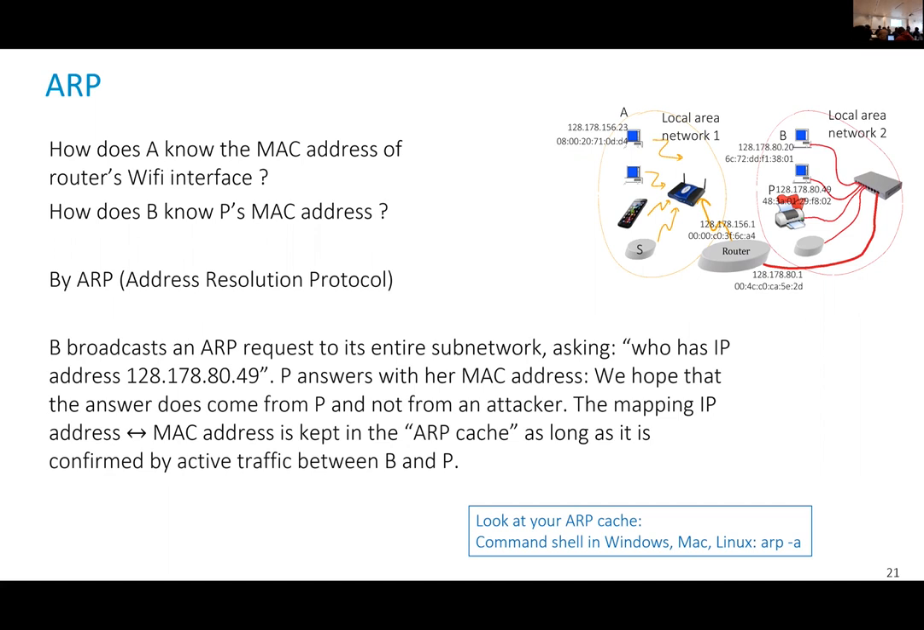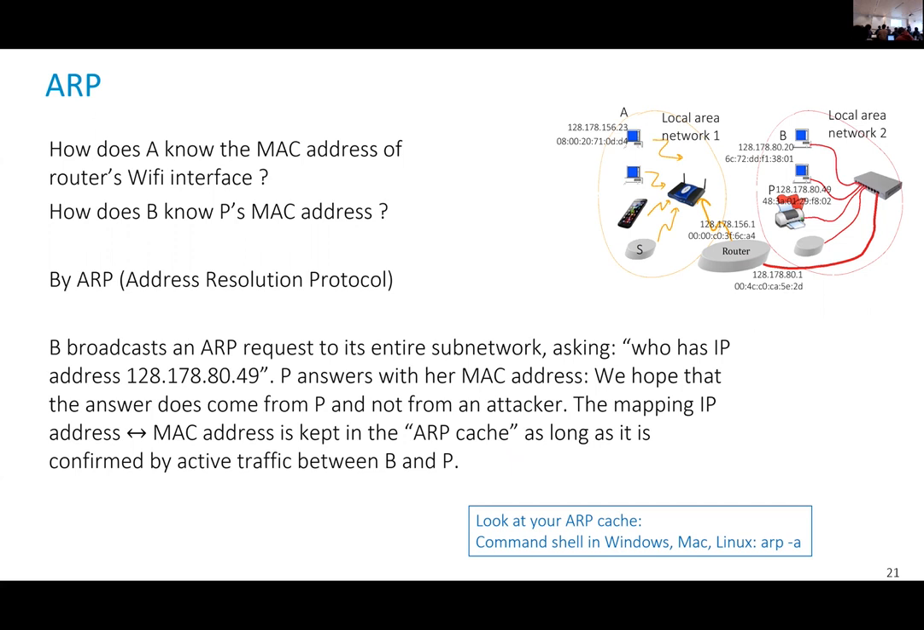How do I know whom to send it to? Well, in the MAC packet, there is a MAC source address. So it's sent to the MAC address of B with the reply: that's me, I have this MAC address. So now B knows what the MAC address of P is. It will keep this in what is called an ARP table or ARP cache.